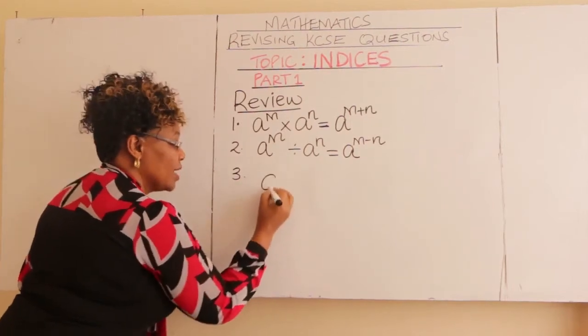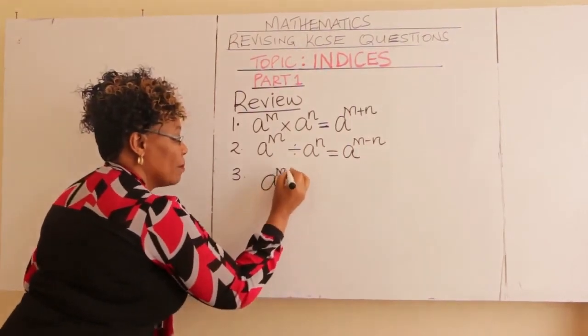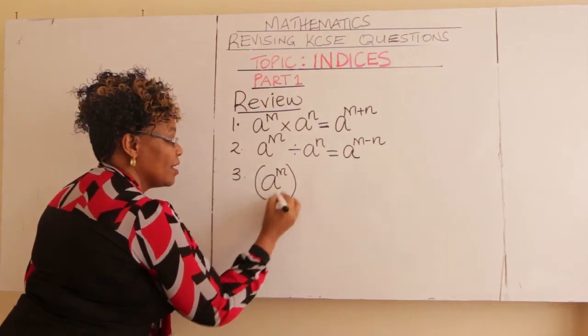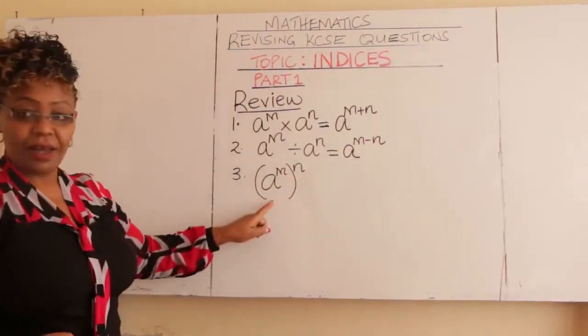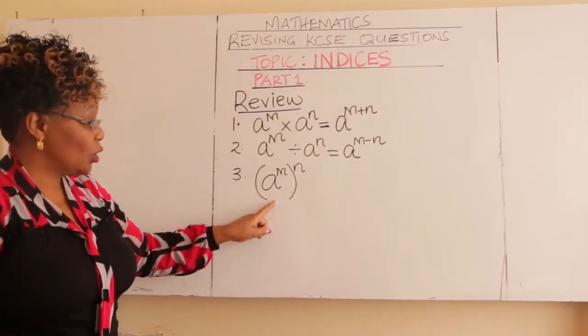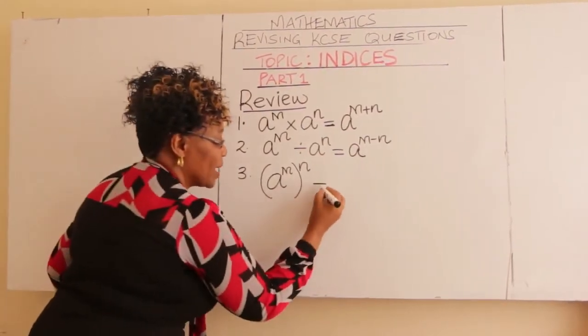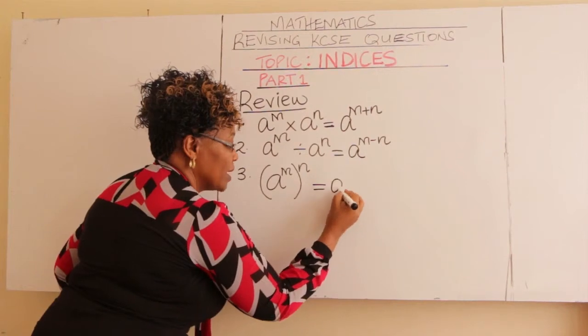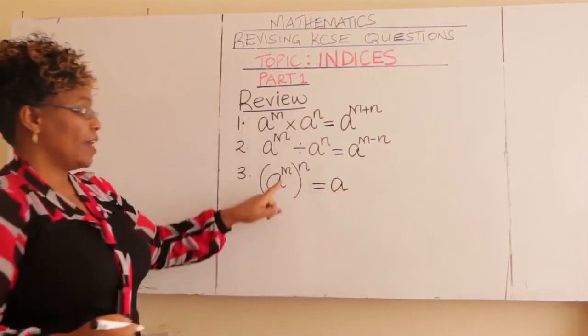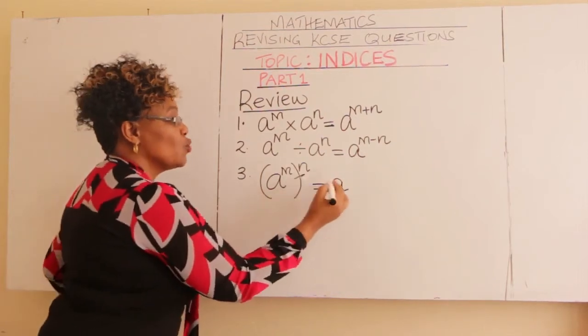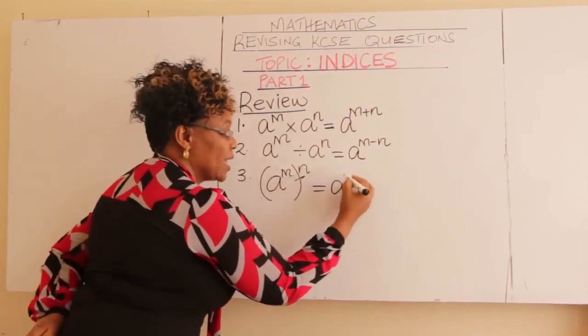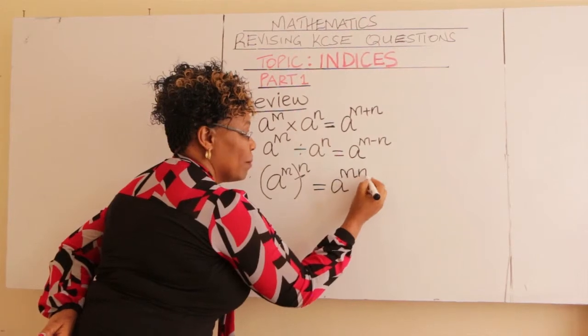If you have a raised to m and then it is raised to power n, learner, what do you get? This normally gives us what? The base is a. Then what do you do with these two powers? You multiply. m times n gives you mn.